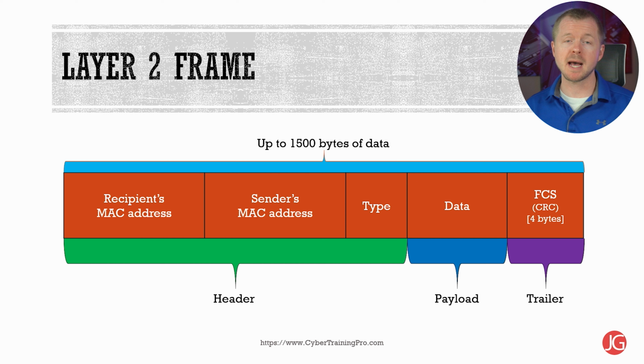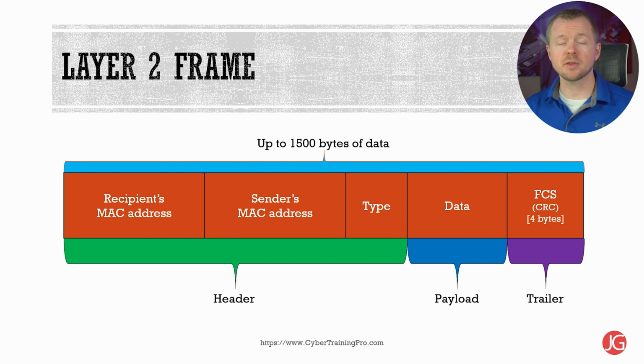We have the recipient's MAC address, which is the destination. We have the sender's MAC address, which is who's actually sending out that data. We have the type, which indicates what's encapsulated in that actual frame. For example, does it contain IPv4 or IPv6 data? We have the data field, which contains what's encapsulated. Layer 2 doesn't really care about the specifics of the data, and it just sends it.